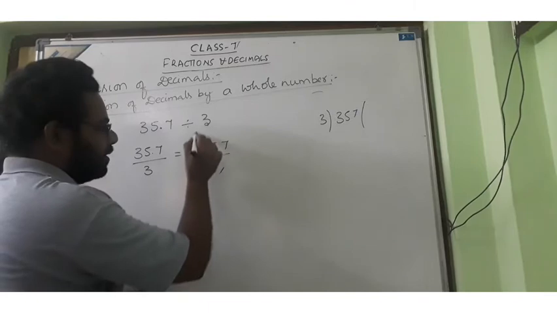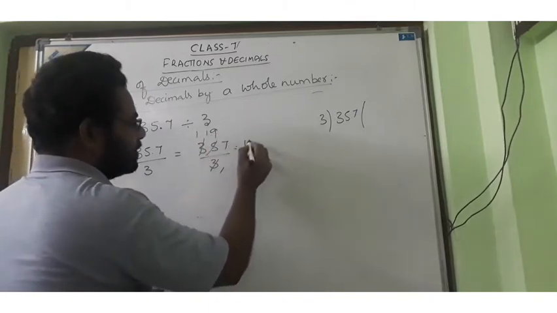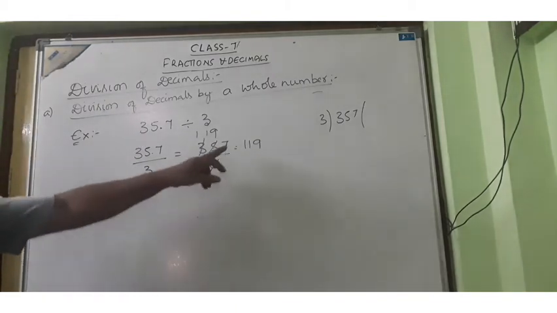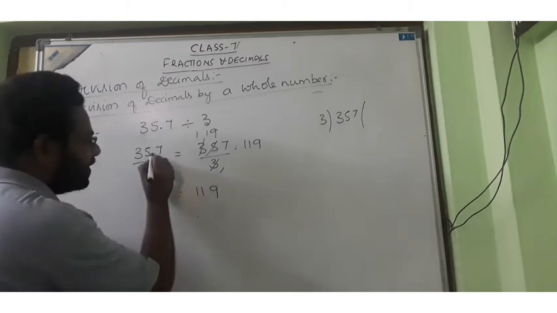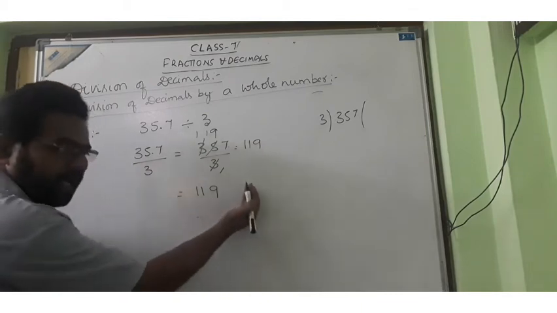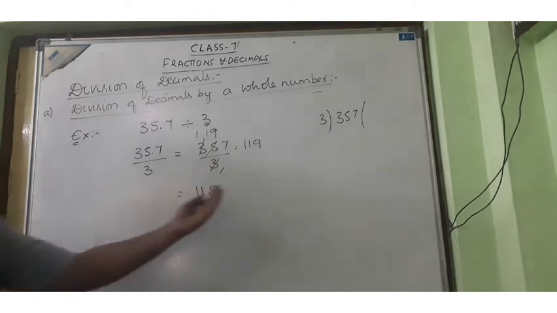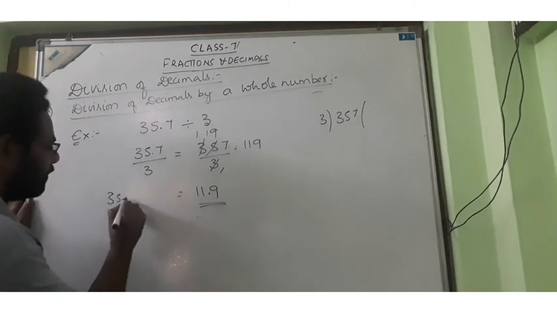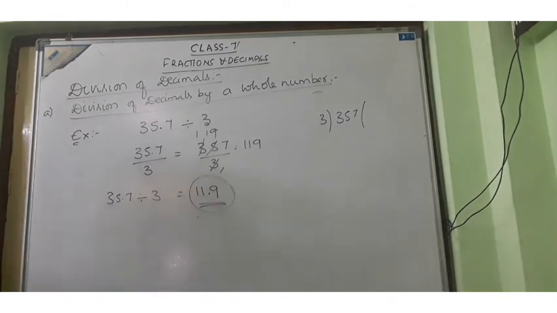3 1 ja 3, 3 2 ja 6, 3 9 ja 27. The answer is equal to 119. 357 divided by 3 is equal to 119. But in the original number, after the decimal one digit is there. So from the right hand side to the left, you have to put the decimal after one digit. This is equal to 11.9. So 35.7 divided by 3, the answer is equal to 11.9.